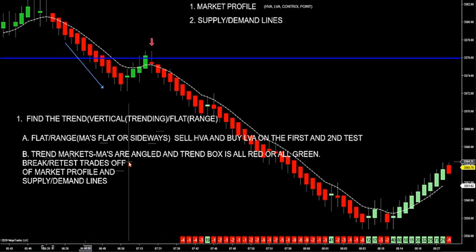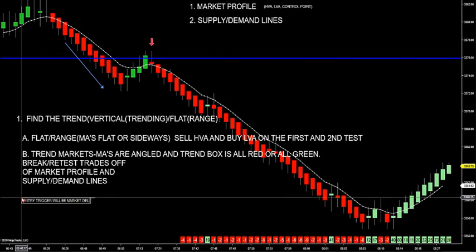On trend markets, the MAs are angled, and the trend box is all red or all green. That's our trend filter. We look for break retest trades off market profile and supply demand lines only. The entry trigger will be market delta, and that's an imbalance between the bid and the ask.